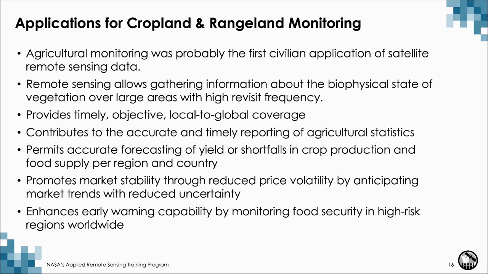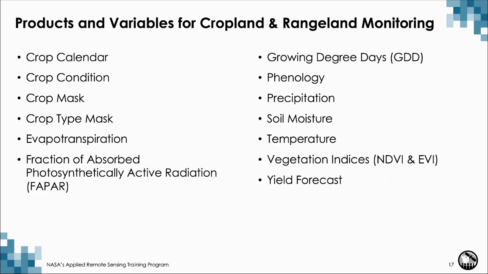Remote sensing allows gathering information about the biophysical state of vegetation, such as leaf area index and fraction of absorbed photosynthetically active radiation over large areas with a high revisit frequency. Remote sensing provides timely, objective, local to global coverage. It contributes to the accurate and timely reporting of agricultural statistics and permits accurate forecasting of yield or shortfalls in crop production and food supply per region and country. This slide shows some of the main products and variables used for cropland and rangeland monitoring. In the following slides, we'll discuss each one in greater detail.